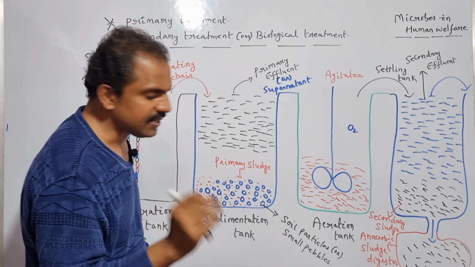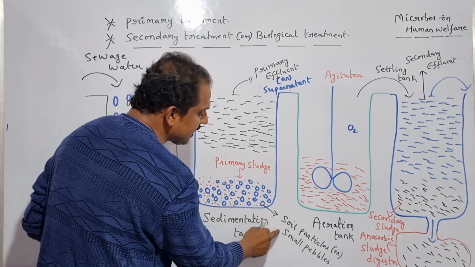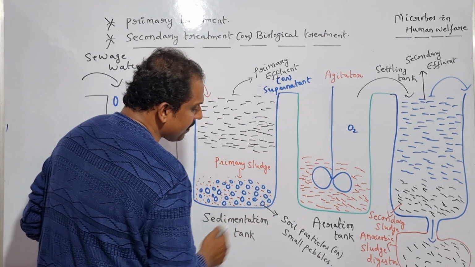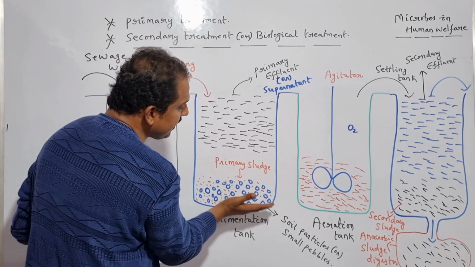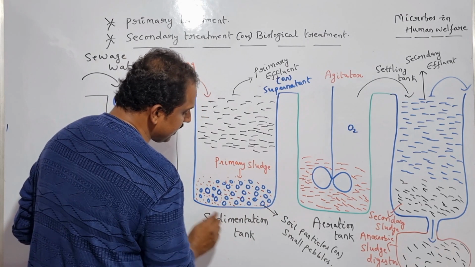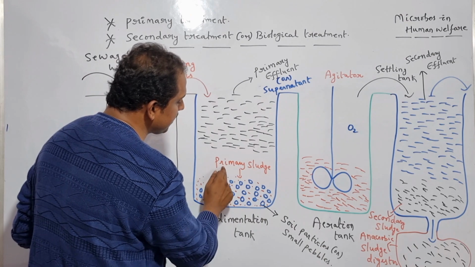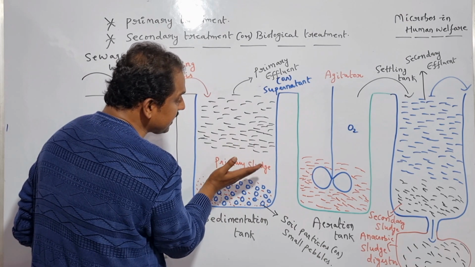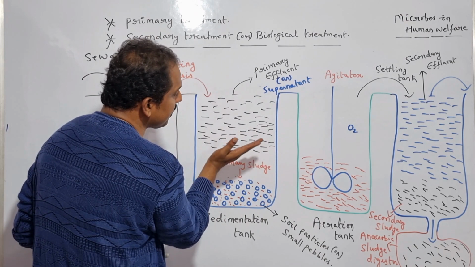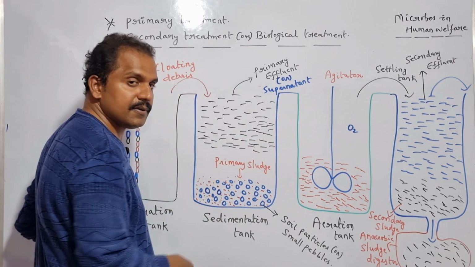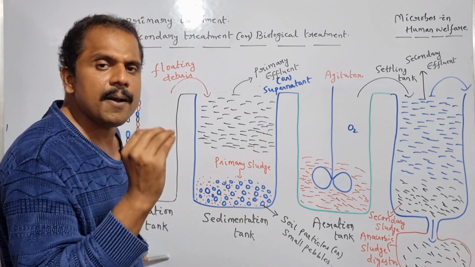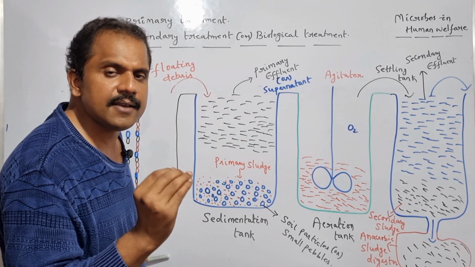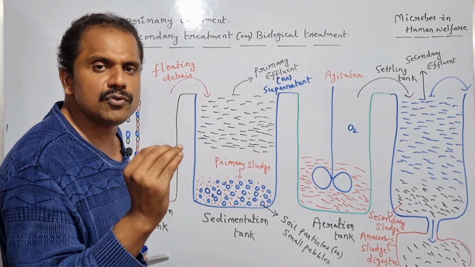Primary sludge. Is it clear? The soil particles as well as the small pebbles which are a part of the sewage water generally settle at the bottom in the sedimentation tank, and here it is termed as what? Primary sludge. And the rest of the other components of the sewage water generally settle at the top, and here it is termed as what? Primary effluent, or in other terms, here we can consider it as supernatant.